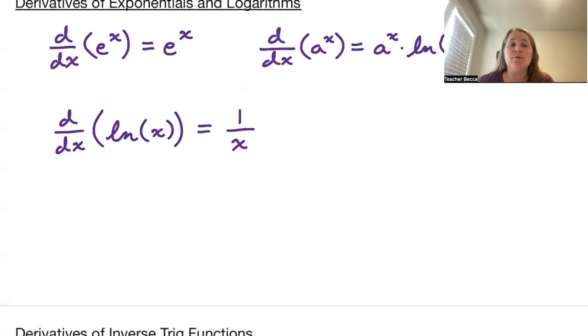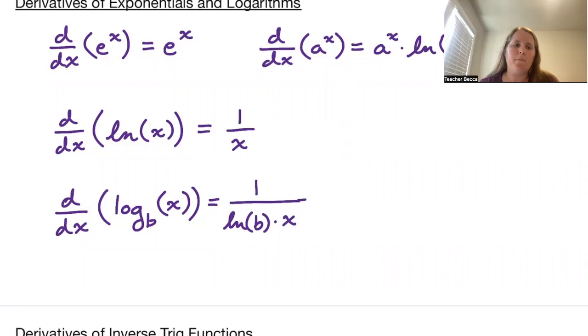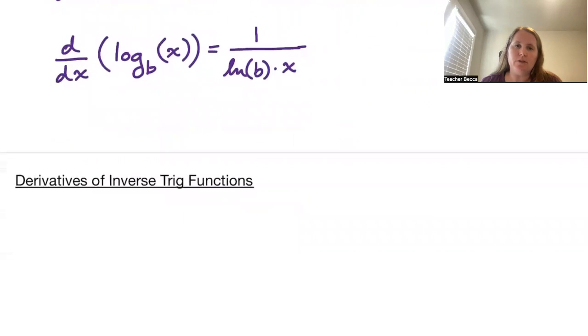And then for our general logarithm, we have the derivative of log base b of x is equal to 1 over natural log of b times x, all in the denominator. And then we get into our derivatives of inverse trig functions.